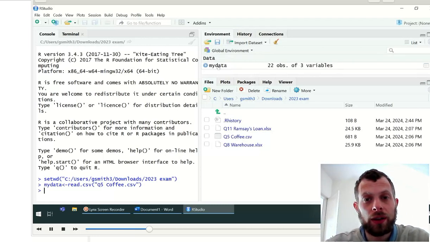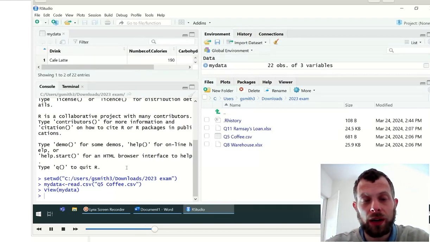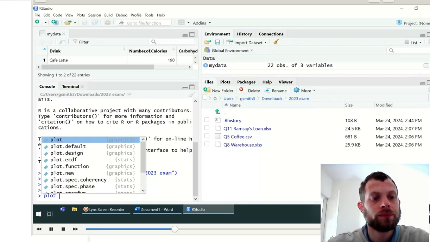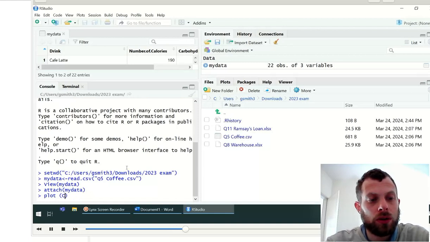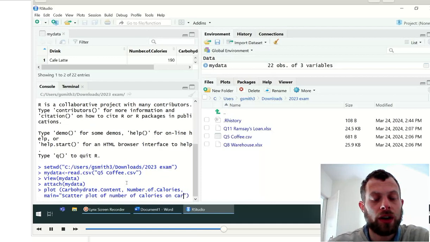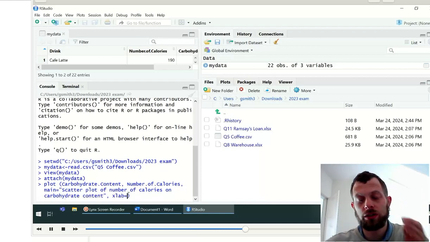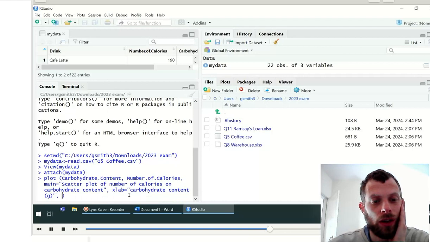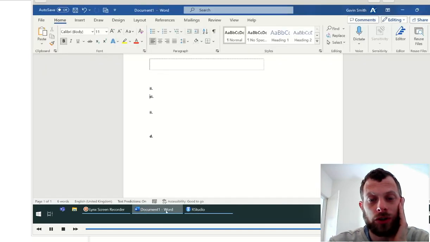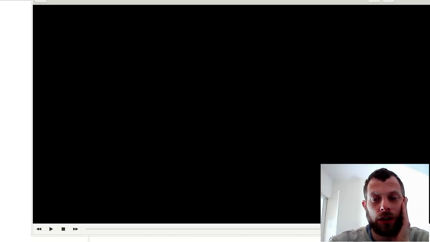Then these formulae are given to you on your formula sheet, the data booklet. Read.csv and then attach my data. You can click on my data to see you've loaded the data in properly. The scatter graph would look like this. So carbohydrate content first, number of calories second, because we want calories up the vertical axis. Don't forget your labels. And your main title should mention both variables, the calories and the carbohydrate content.